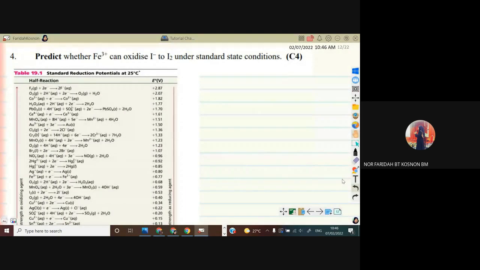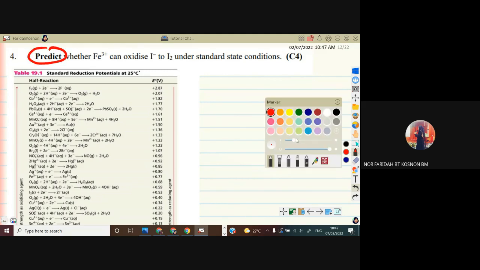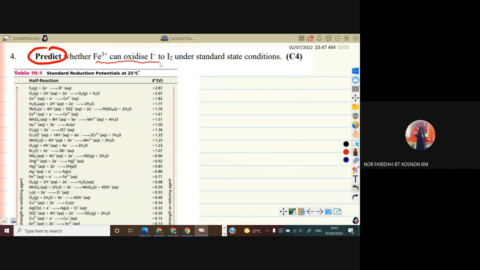Soalan face-to-face, soalan face-to-face first hour. Tutorial chapter 3. Okay. The question is predict. Ramalkan. Okay. Predict whether iron 3 plus can oxidize I minus to iodine or not under standard condition.